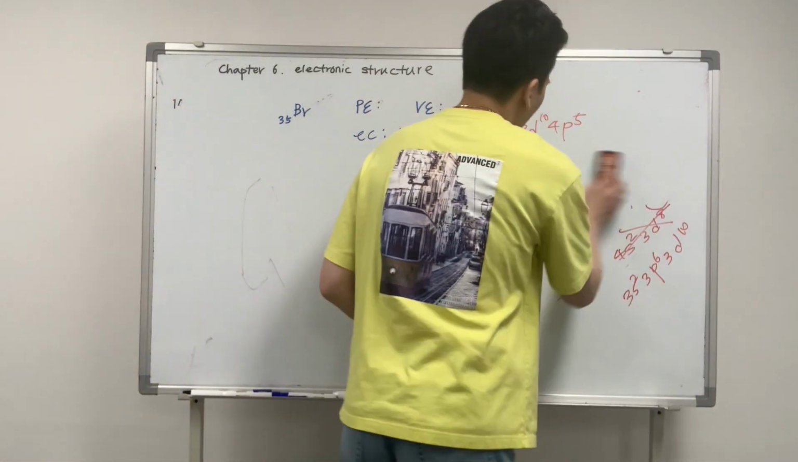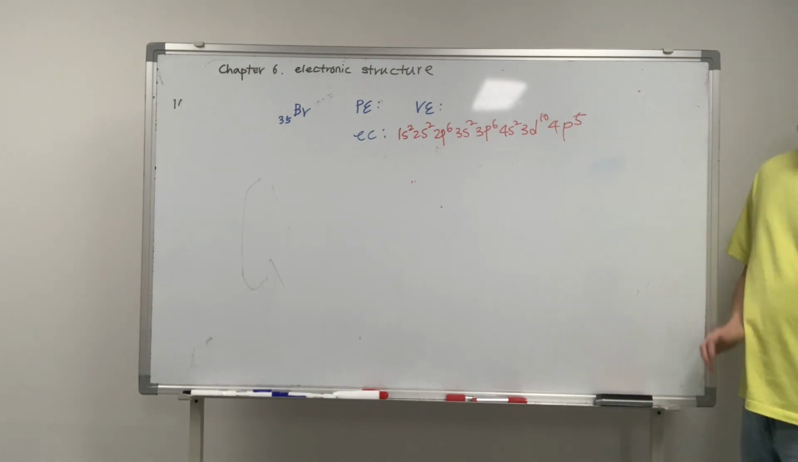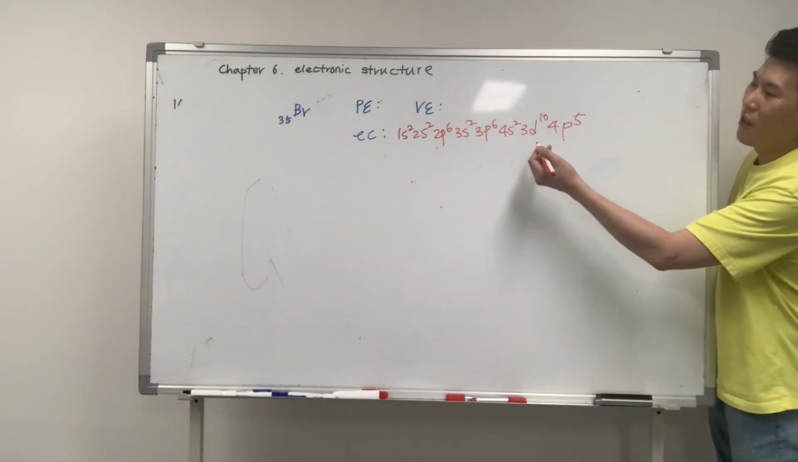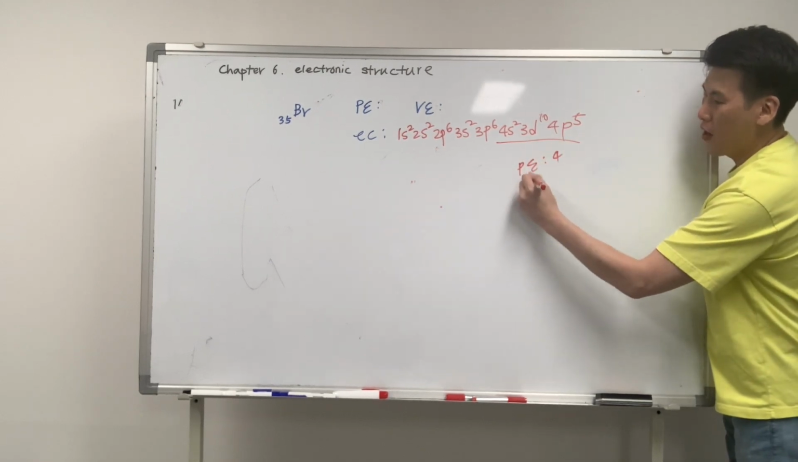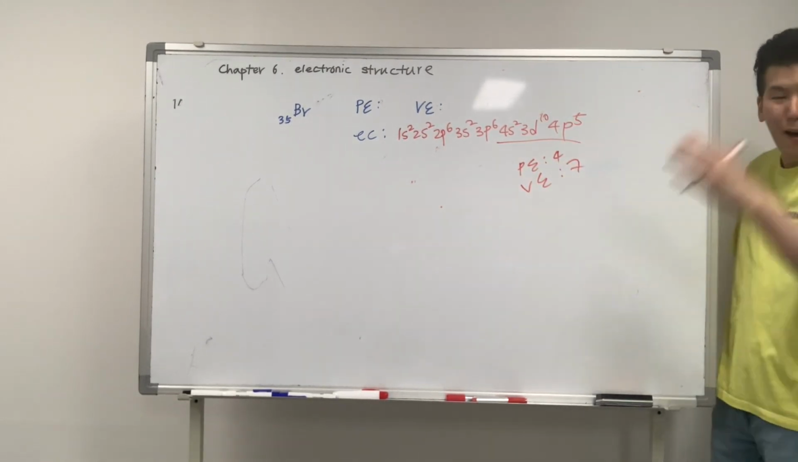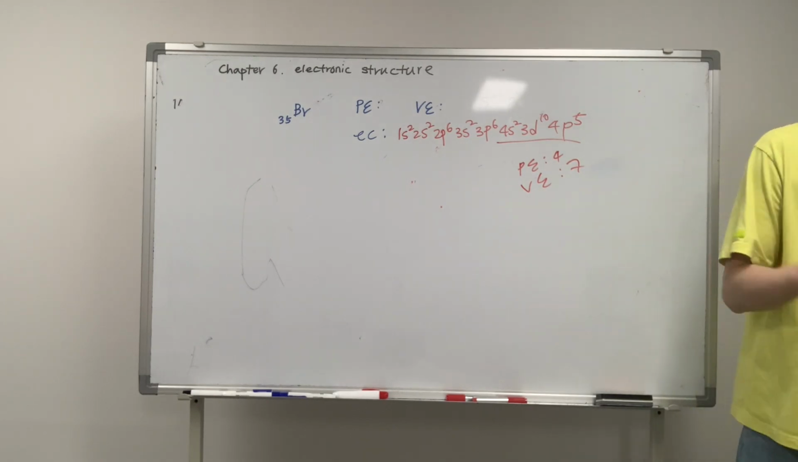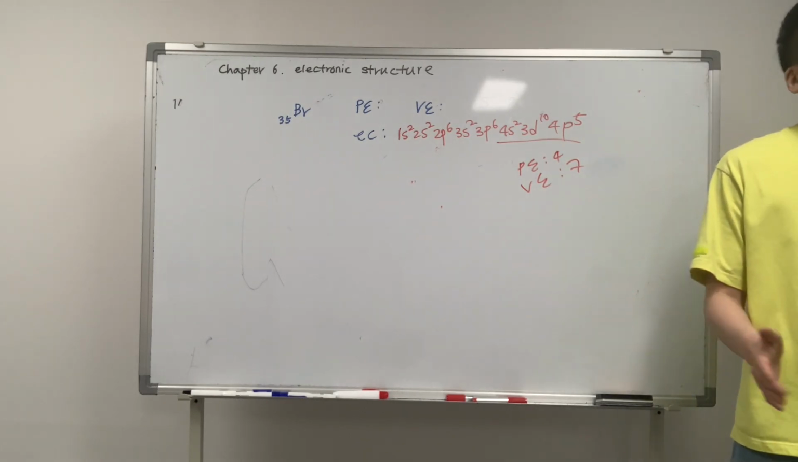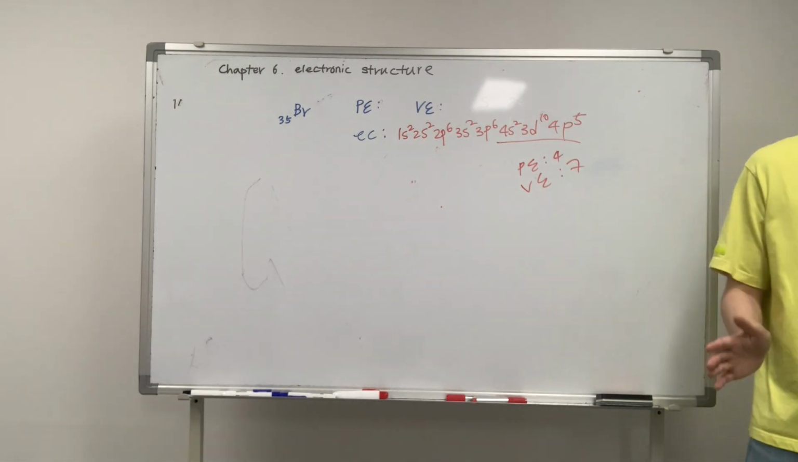So guys, take a look. This is very interesting. No joke. So you guys understand here, the principal energy level is 4. Number of valence electron is 7, right? How many valence electrons does the noble gas have? 8. That's their dream, right?